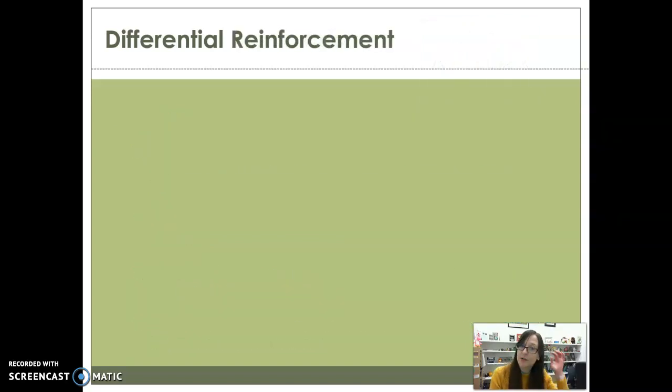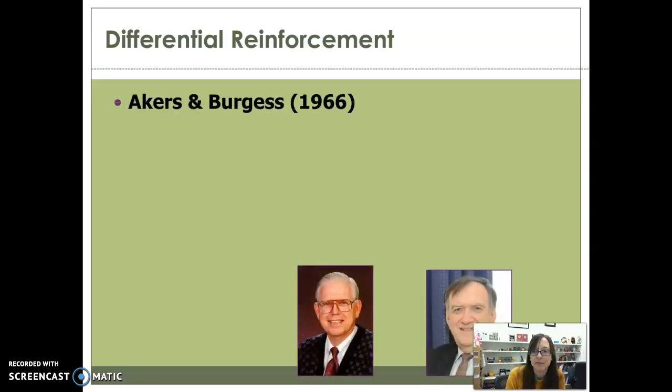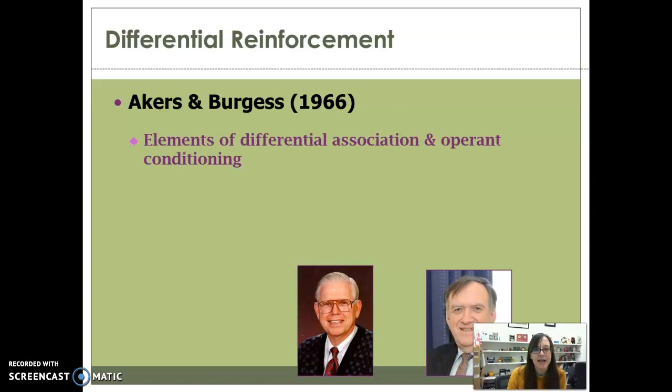So differential reinforcement is another slightly different take on the social learning idea. This was Akers and Burgess in 1966, and there they are, the two of them. Basically this takes elements of differential association from Sutherland and then operant conditioning. Remember Skinner's operant conditioning, he talked about positive and negative reinforcement and positive and negative punishment. We went over that. And so it combines that operant conditioning with the differential association to create differential reinforcement.